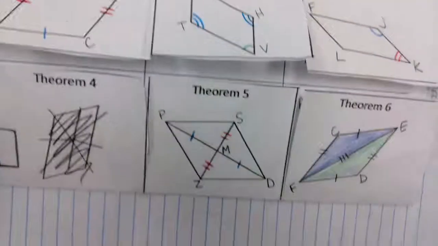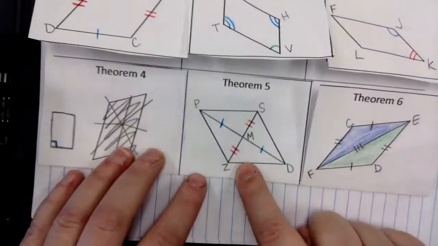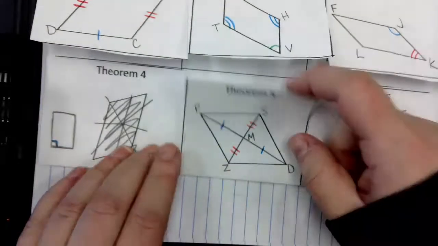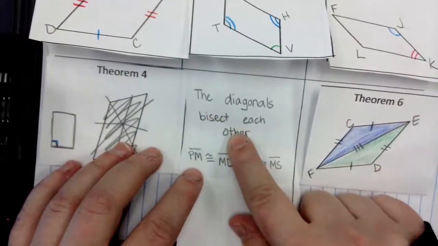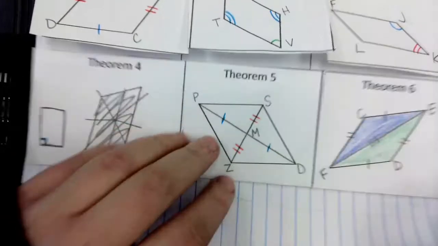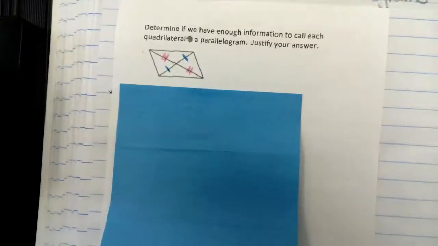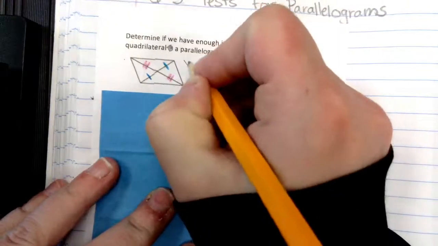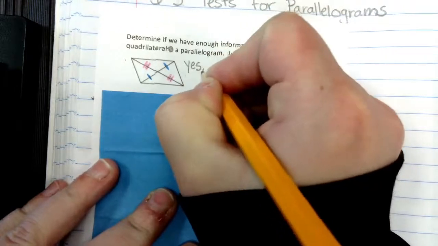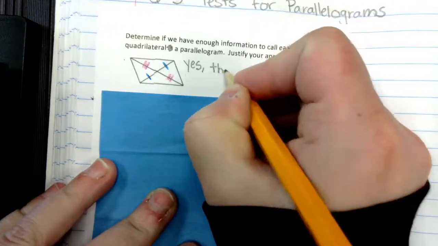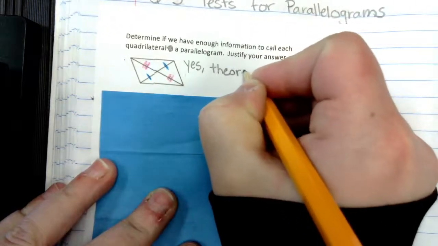So if you look at your foldable, is there a theorem about these diagonals being congruent and a parallelogram? Which theorem? Theorem 5? Yeah, it looks really similar to that. Theorem 5 says the diagonals bisect each other. So for this one, does it bisect? Do they cut the diagonals in half? Yeah. So can we say it's a parallelogram? Yes. So we're going to say yes. And our explanation, our evidence, is theorem what?